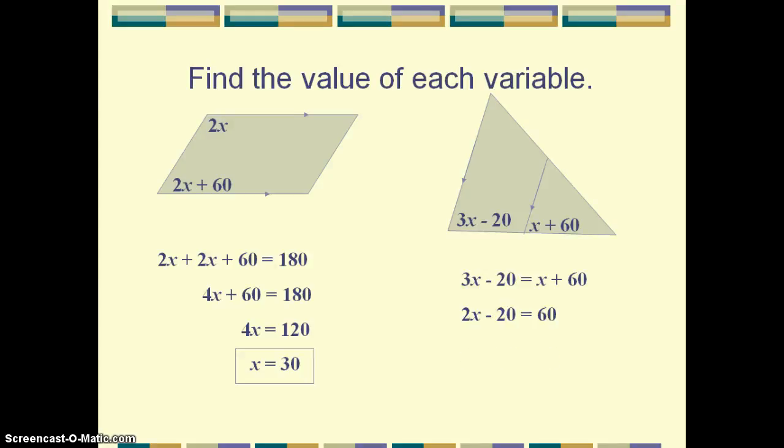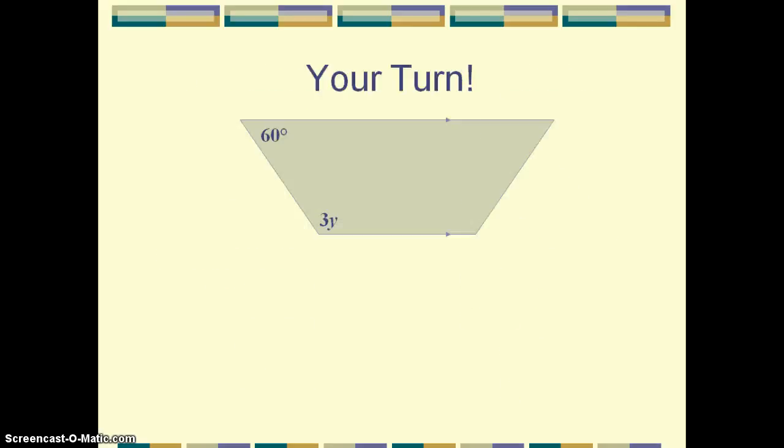Then we'll subtract x to the other side, add over 20, and then finally divide by 2 to get x is equal to 40. Here's our last example. I want you to try this one on your own. In just a second, I will put up the answer.